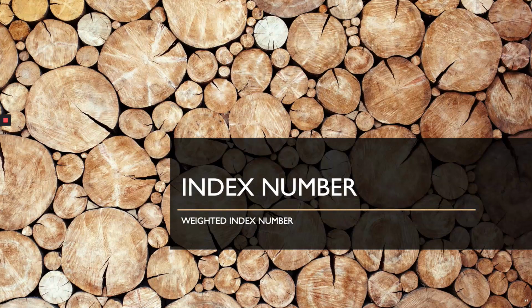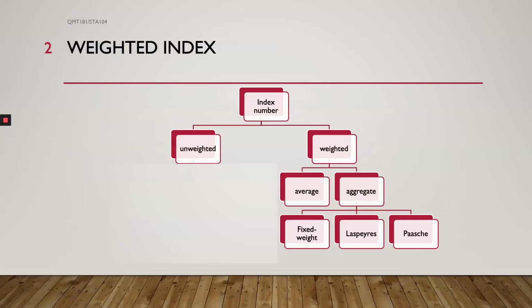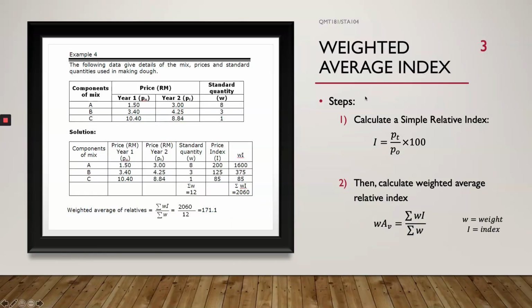So now we move on to another hard subtopic, which is weightage index number. For your information, weighting factor can be thought of as an indicator of the importance of the component. Under weightage index, we will learn on average weightage index and aggregate index. And under aggregate index, you will learn on three types: fixed weightage, Laspeyres, and Paasche index.